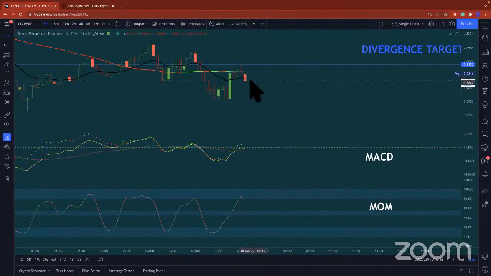Looks like we're fixing to have a little quick entry for scalping. We want to make sure that it doesn't turn on us, because it did get rejected from that moving average, got rejected from our divergence target. Again, we will come back and hit this divergence target again, because the oscillators on the higher time frame are going to pull that up. So that's one thing we want to make sure of, that we don't get pulled up right now.